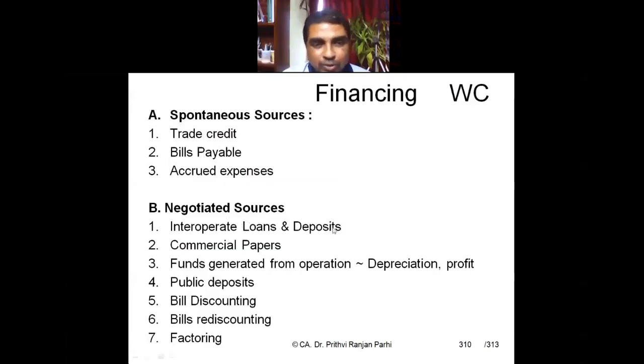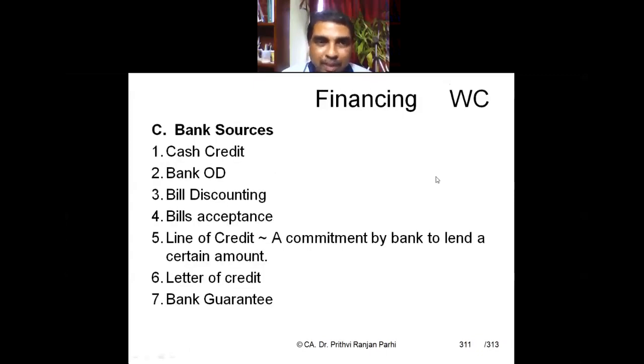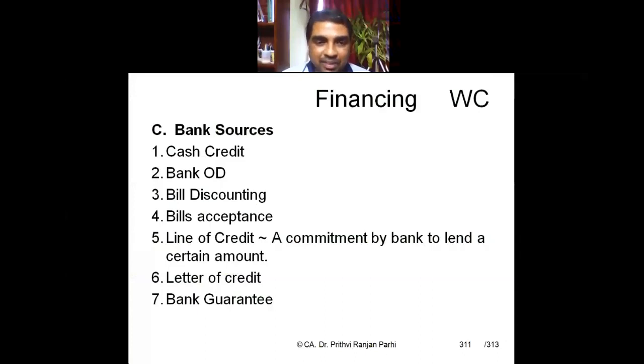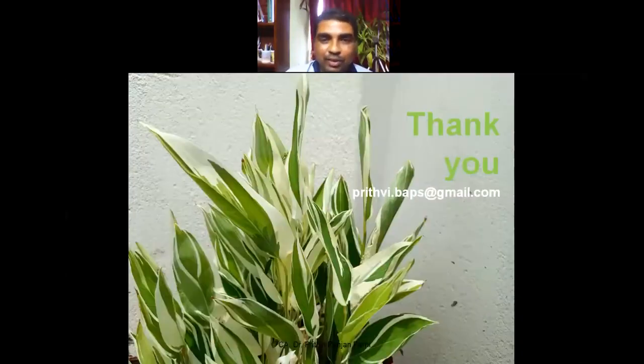But some negotiated sources you have to try and avail, like intercorporate loans, commercial papers, funds generated from operation, public deposits, bill discounting, factoring, forfeiting. All these are negotiated sources through which you will be able to finance your working capital. Plus bank sources: cash credit, overdraft, bill discounting, bills acceptance, letter of credit, bank guarantee. These are some more sources of financing. Are you getting it? With this, we are going to close this chapter, working capital management.